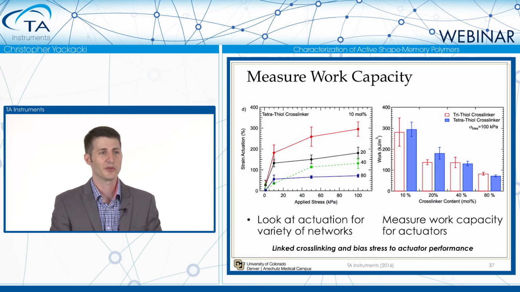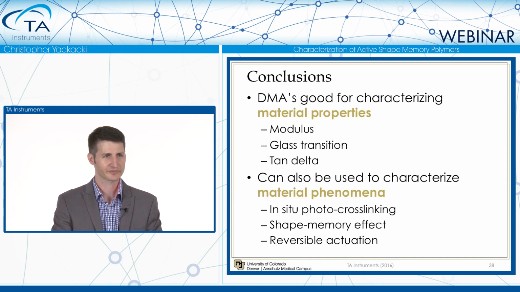And just by multiplying your stress by your strain, it works out that you can also get the work capacity for these actuators. It's a very easy way to test and measure actuator performance. So you can see clearly that as we increased our cross-linking content, our work capacity from a volumetric standpoint decreased. The networks with the lowest cross-linking content experienced about 300 kilojoules per meter cubed versus much lower, about 100, for the high cross-link networks.